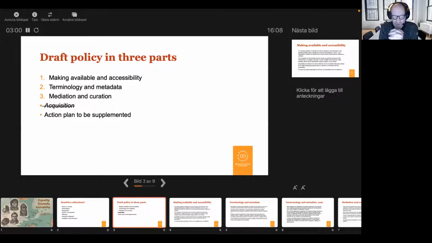Acquisition is not a topic for the National Library of Sweden because we get most of our collections by legal deposit. So we really don't have the opportunity to choose what to add to our collections and what not to add to our collections. Later on, there will also be an action plan supplemented to the policy if we finish the document in time.